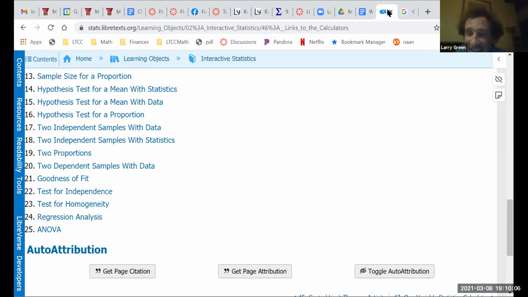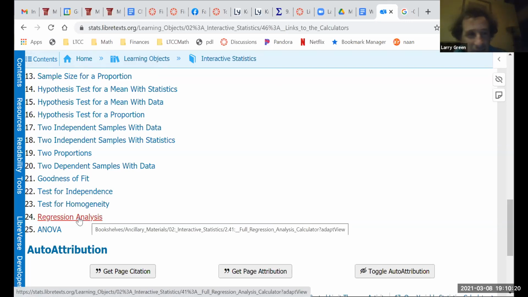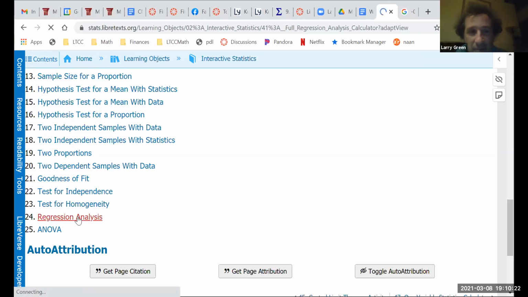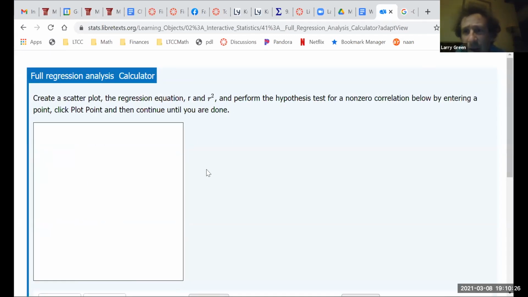And if you look at the list, there's only one more. And that's next week, by the way. And that's a short one, by the way. So we don't have much left in this class. We're almost done. So we can see we're 24/25ths of the way done with the class. So I'm going to hit regression analysis.